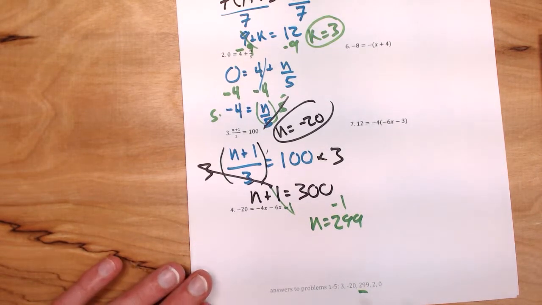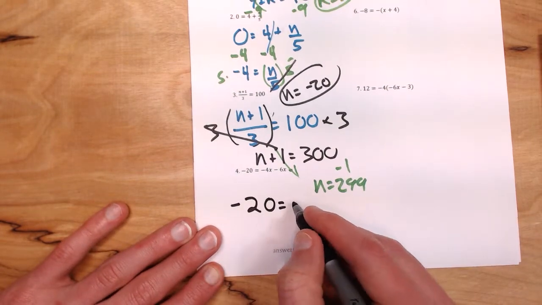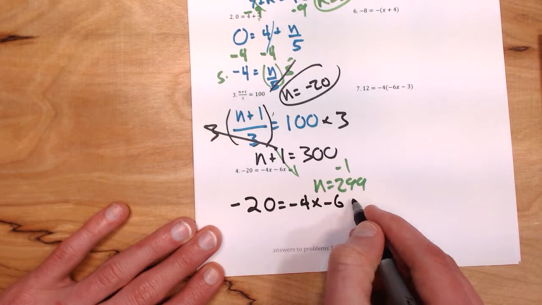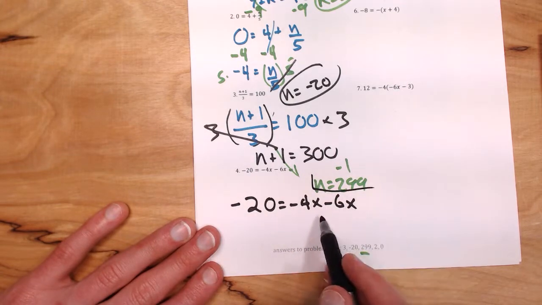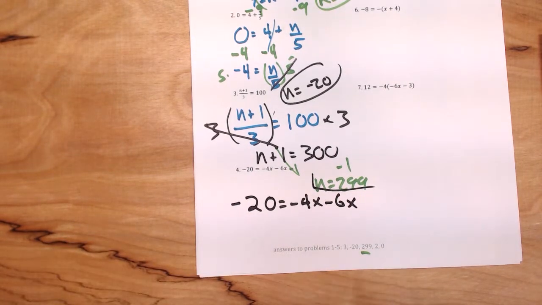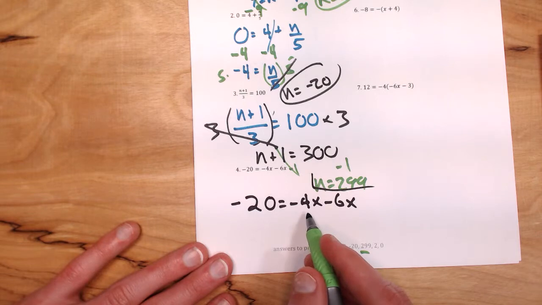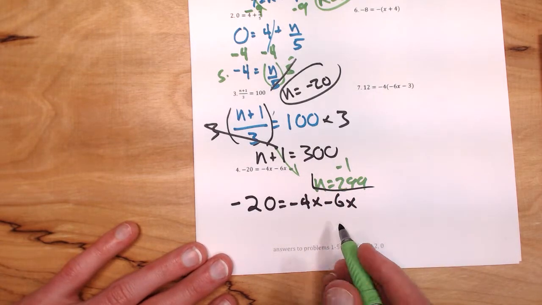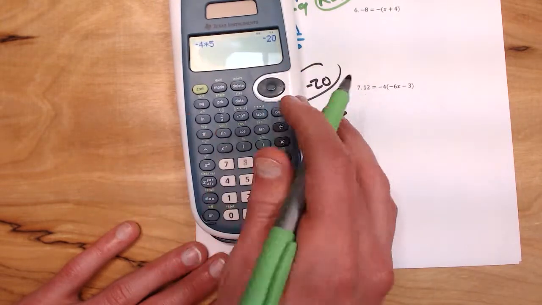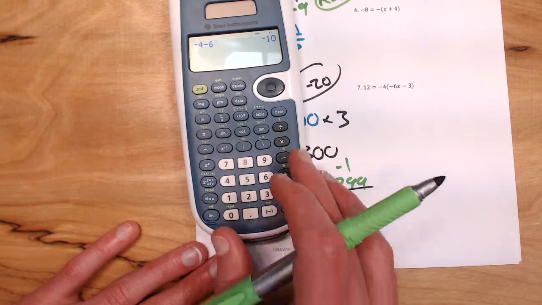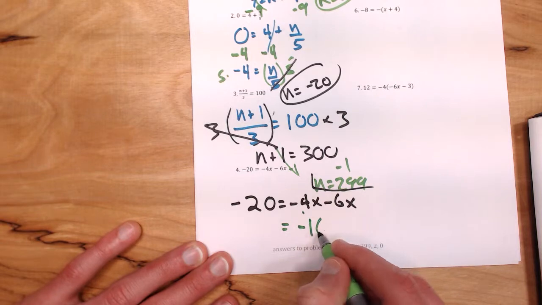All right, 2 more. So number 4 says minus 20 is equal to minus 4x minus 6x. So here we're going to have to combine like terms. These are called like terms because they both have an x. And all you have to do is bring these terms together and add their values. So what is minus 4 minus 6? Minus 4, take away 6, is minus 10. So over here, this is going to be the same thing as minus 10x.